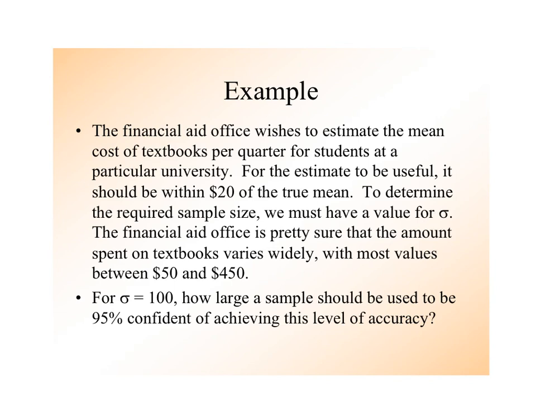To determine the required sample size, we must have a value for sigma, the standard deviation. The Financial Aid Office is pretty sure that the amount spent on textbooks varies widely, with most values between 50 and 45. Between 50 and 45. Okay. So it's saying if my standard deviation is 100, how large of a sample should be used to be 95% confident of achieving this level of accuracy?